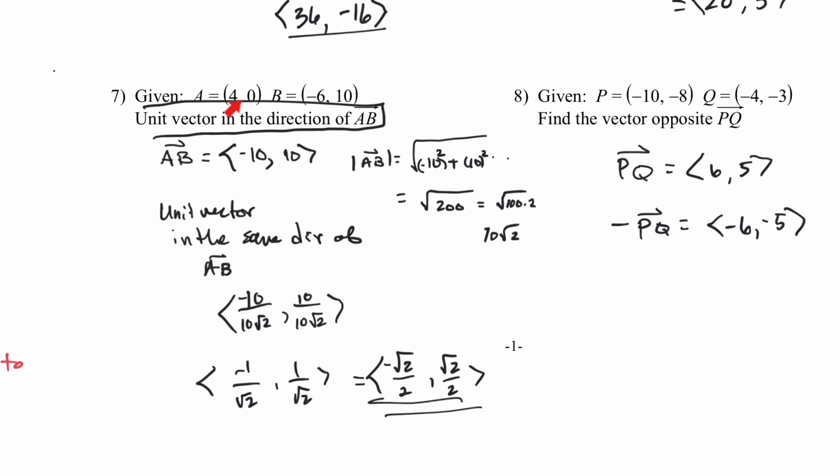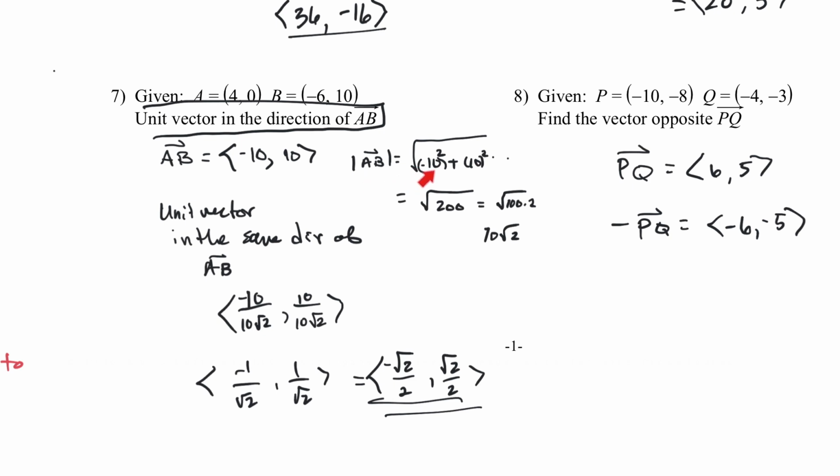Negative 6 minus 4 gives me negative 10. 10 minus 0 is also 10. Step 1 in this problem will be to get the vector. Step 2, whenever I find a unit vector, I have to find the magnitude of the given one.